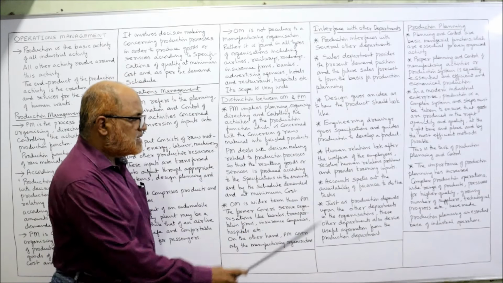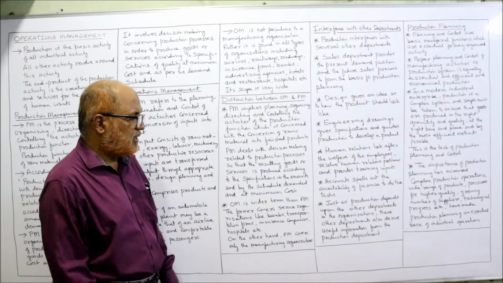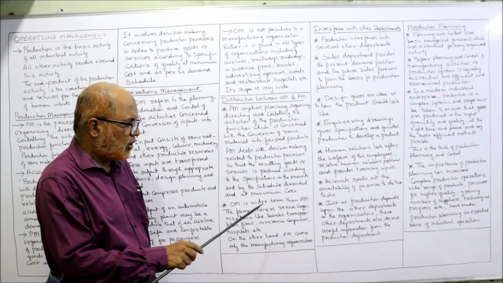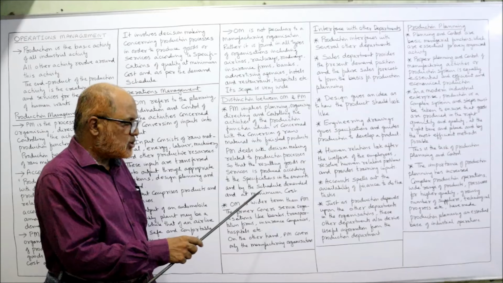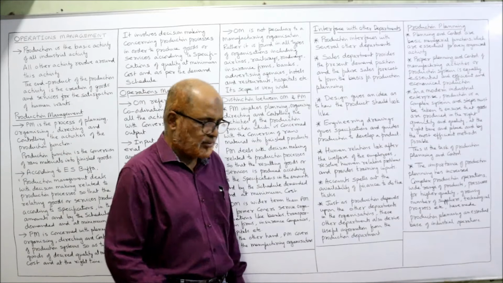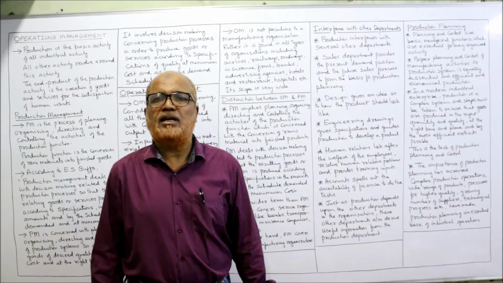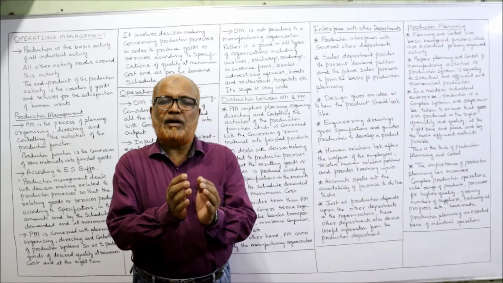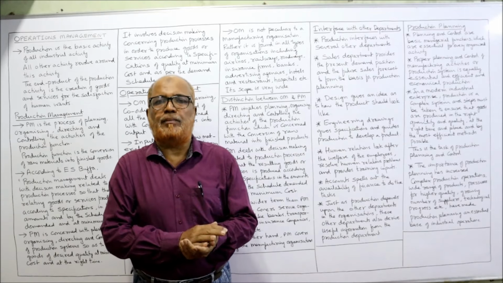The next one is, just as the production department depends on the other departments in the organization, there are other departments that also derive useful information from the production department. Don't think that the production department is dependent on all other departments.